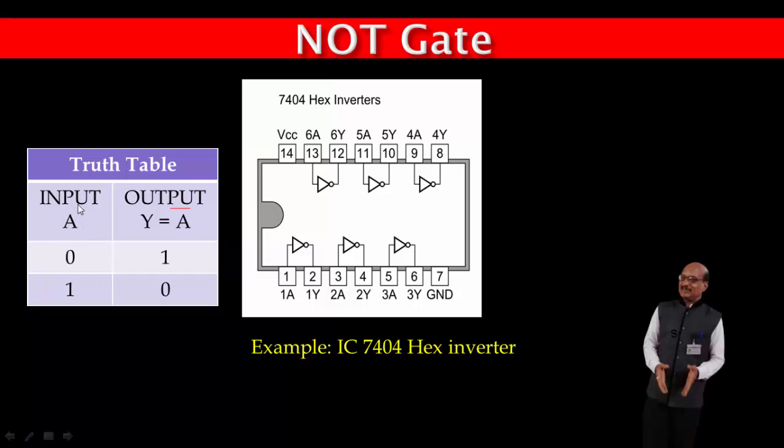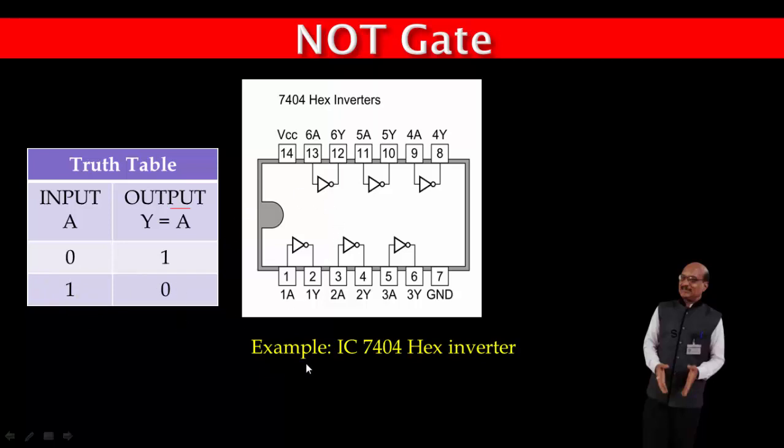Now the truth table for this NOT gate: there is only one input, so there are only two possibilities. Either the input A will be 0 or it may be 1. If input A is equal to 0, the output will be the complement of the input. Complement means opposite state: 0, then it will be 1. If the input is 1, then the output will be 0.